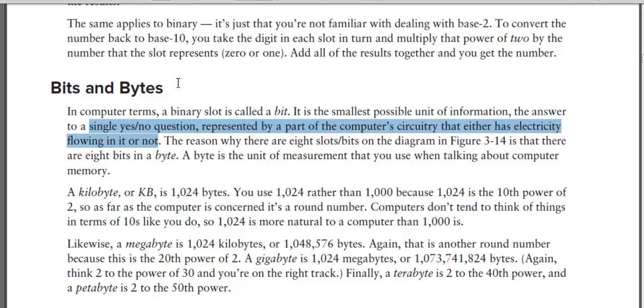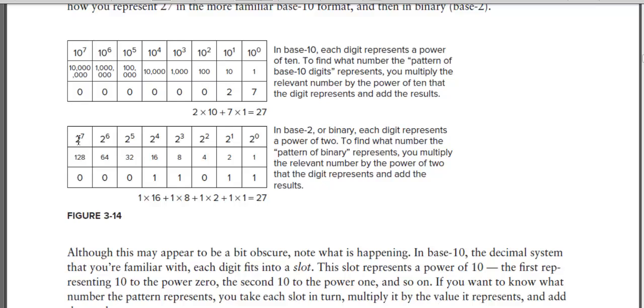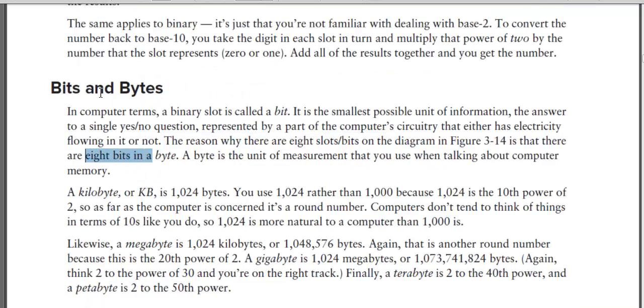The reason why there are 8 slots or bits in the diagram in figure 3.14 is that there are 8 bits in a byte. So remember, we talked about this before. We said that a byte consists of 8 bits. So why should we define it that way? I guess it's just a historical reason, or it's just convenient. We want to use units of 8 bits, so we call 8 bits 1 byte. A byte is the unit of measurement that you use when talking about your computer memory.